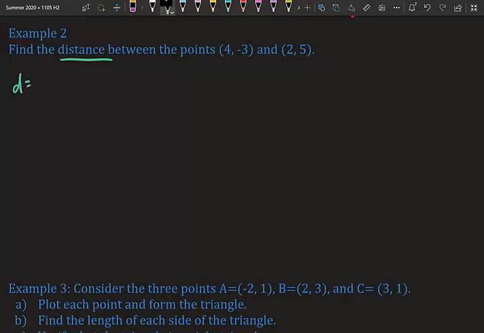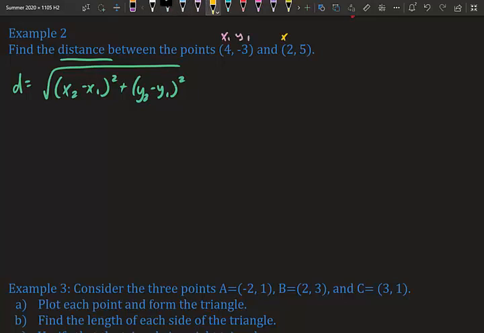All right, so since it says find the distance between these 2 points, we're going to use the distance formula, which is the square root of x2 minus x1 squared plus y2 minus y1 squared. And what we're going to do is label our points. So x1, y1, x2, y2. Let's plug them into our handy dandy formula.